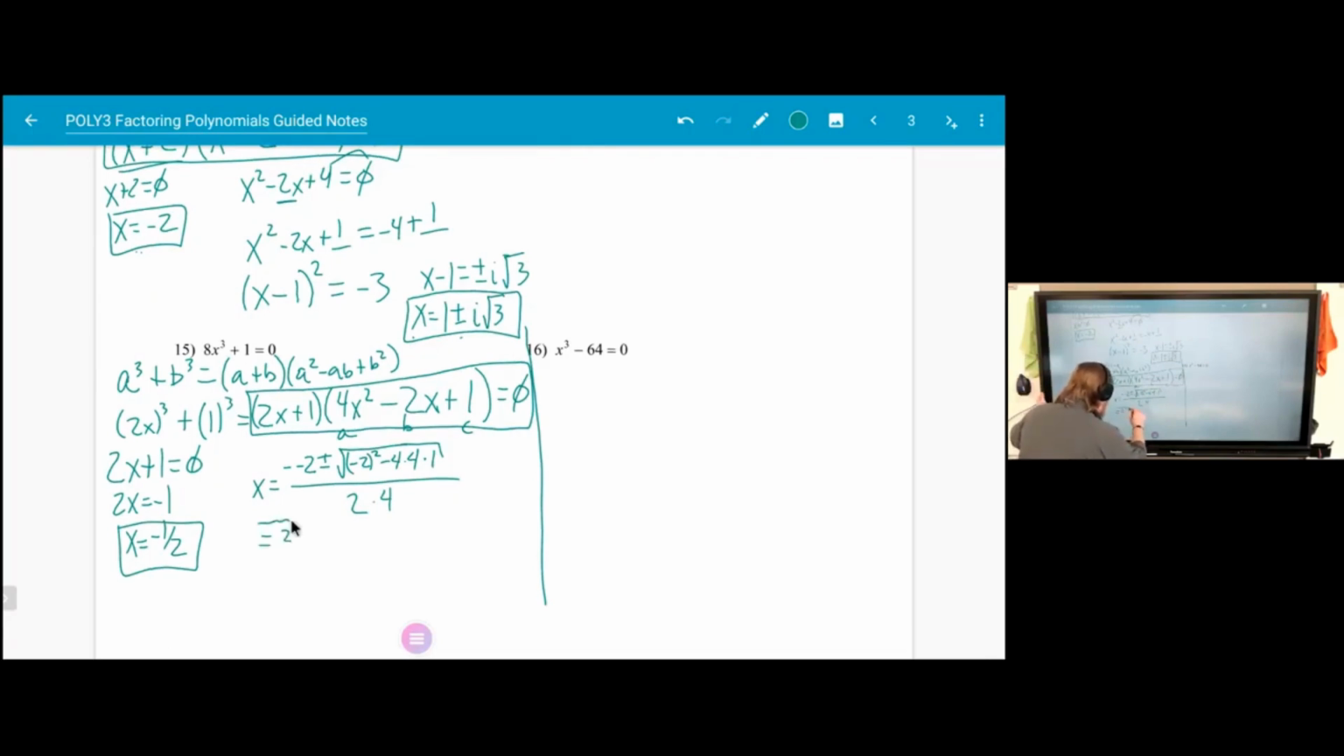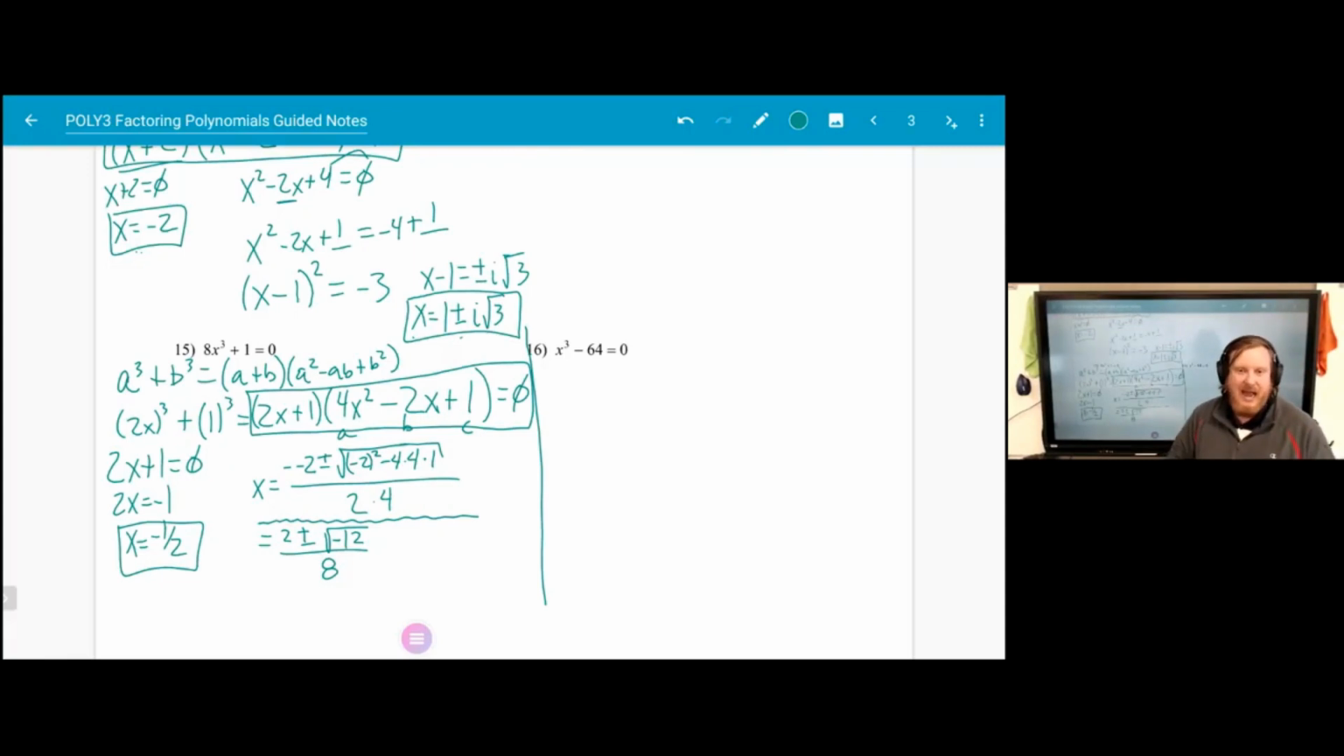Let me give you kind of our in-between here. 2 plus or minus the square root of, well, negative 2 times negative 2 is positive 4. 4 minus 4 times 4 times 1, so 4 minus 16, I got negative 12, all divided by 8. And then I have to, oh man, there's just so many things we've done. Simplifying radicals. Well, I know we've got that negative, that's gonna be an i. We can break 12 down into 4 times 3.